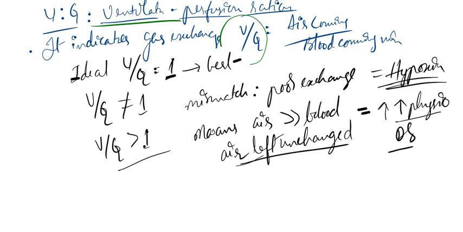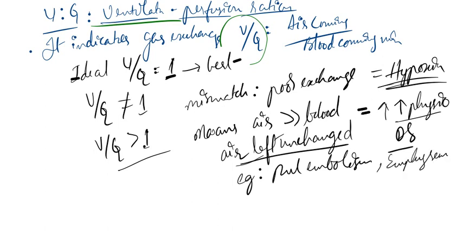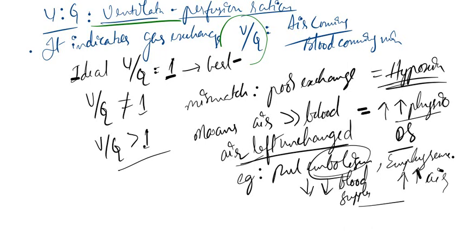Okay. Example, if you want me to give an example: pulmonary embolism, emphysema. What happens in embolism? Due to emboli, there will be a decrease or obstruction to the blood supply. In emphysema, we already discussed that maximum compliance is seen only in emphysema, so there will be increased air flow. So both of them cause VQ greater than 1 due to an increase in physiological dead space.